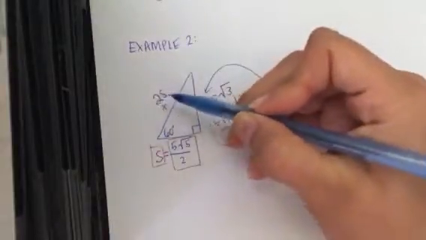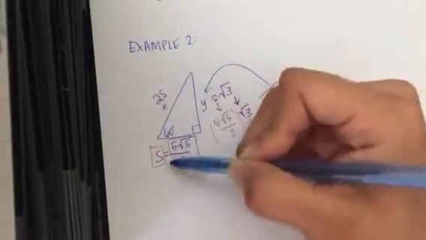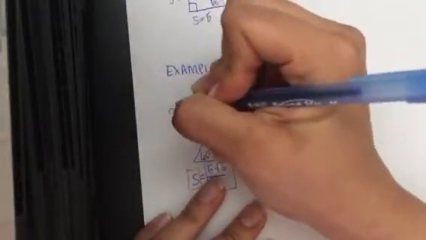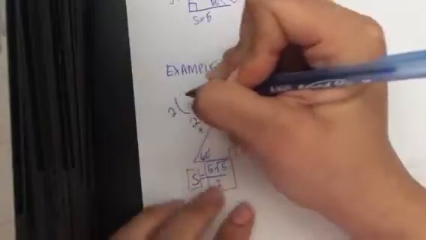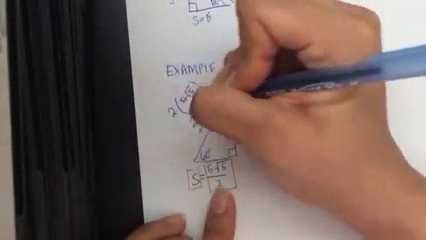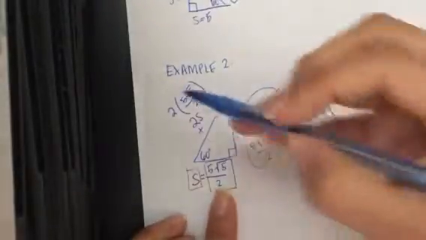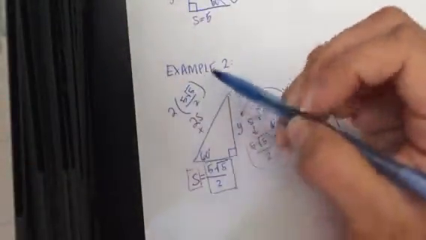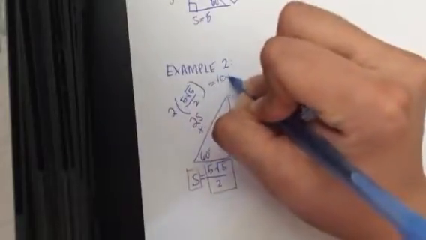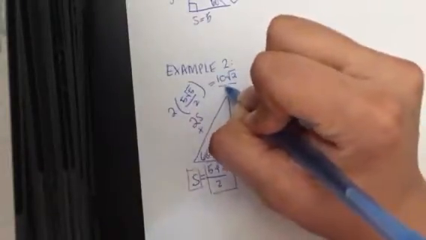Now let's look at this side over here. I have 2 times S. Well, I already know what S is. Again, I'm just going to go ahead and substitute into the S right there. So I have 2, and then my S is 5 times square root of 5 over 2. So again, what can I multiply? I can multiply whole number with whole number. So 10 square root of 2 over 2.